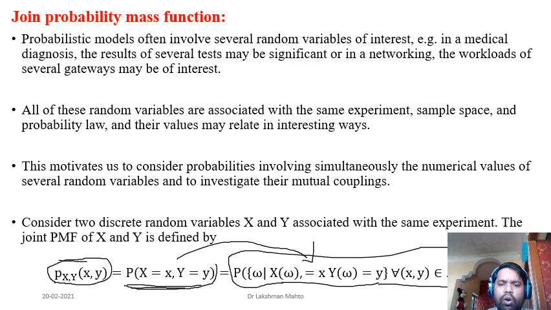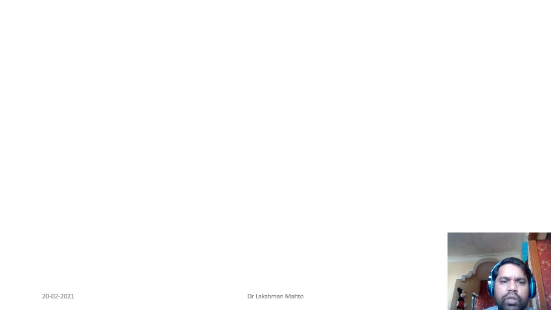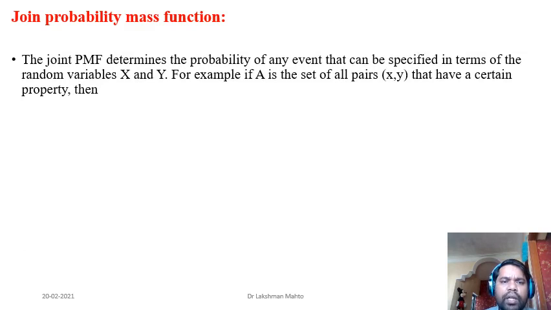Till now, you might have already observed that we don't need to always go to the sample space of the random experiment. We can calculate the value of a probability mass function from this definition itself. We don't need to go back. Okay, so coming further, what does this joint PMF do? This joint probability mass function determines the probability of an event that can be specified in terms of the random variables X and Y.